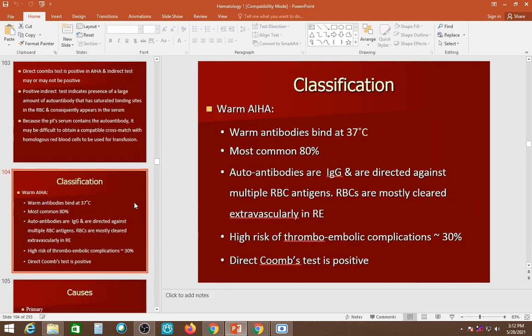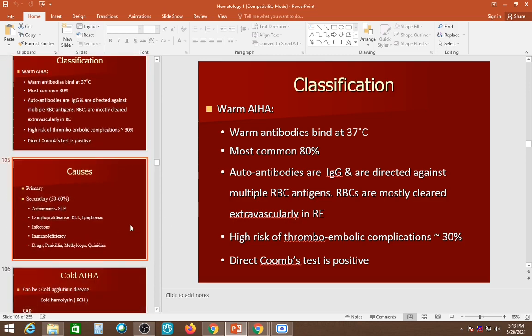In the classification, we have warm autoimmune hemolytic anemia, which means that warm antibodies bind at 37 degrees Celsius. It is the most common type of autoimmune hemolytic anemia, comprising 80%. Here the autoantibodies are IgG and are directed against multiple RBC antigens. It also has a high risk of thromboembolic complications, as we have seen. And here the direct Coombs test is positive.